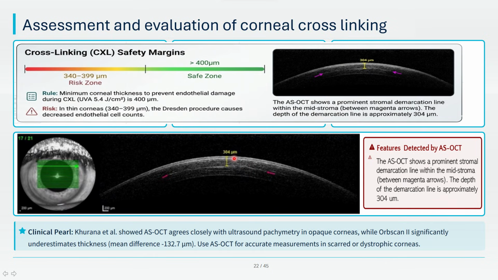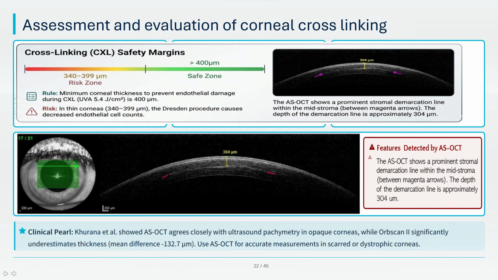There is no statistical proportional relationship between the depth of the demarcation line and the degree of biomechanical stability. So this doesn't mean that the deeper the demarcation line, the more biomechanical stability you will have. There are no statistical studies suggestive of that, but the presence of a demarcation line is a good sign that the cross-linking process has been successfully performed. So this should be very clear.